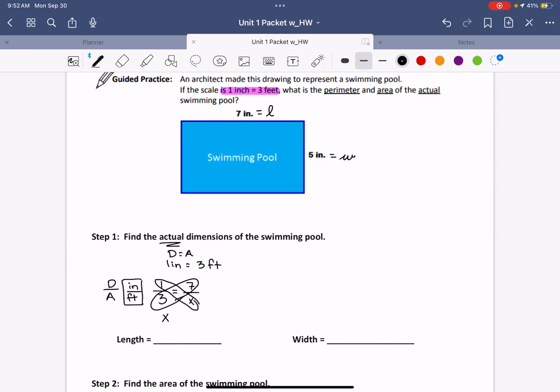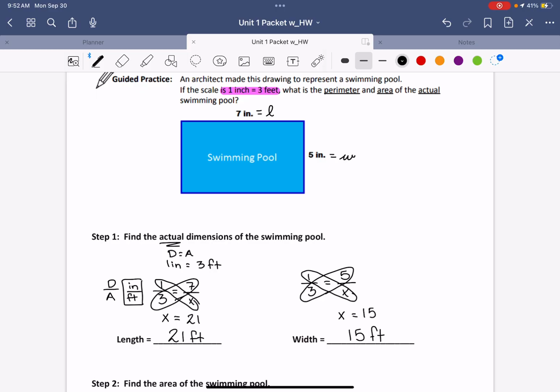1 times x is x. 3 times 7 is 21. So the length of the actual pool would be 21 feet. And do the same thing for the width. I know my scale is 1 inch to 3 feet. And I have 5 inches, but I don't know what those are in feet for this specific scale. So 1 times x is x, and 3 times 5 is 15. So I have a width of 15 feet.